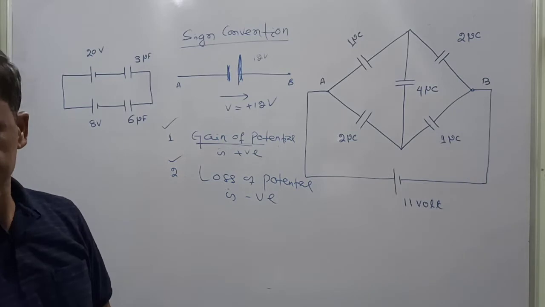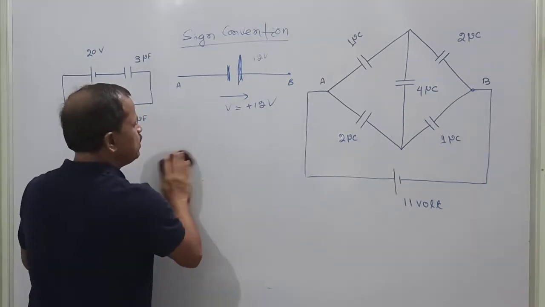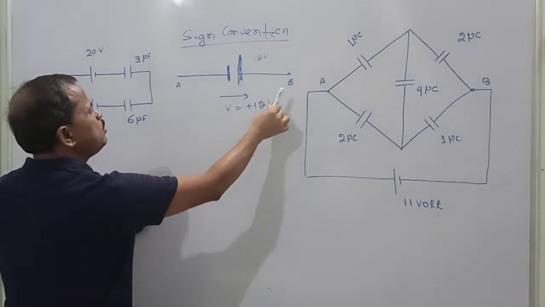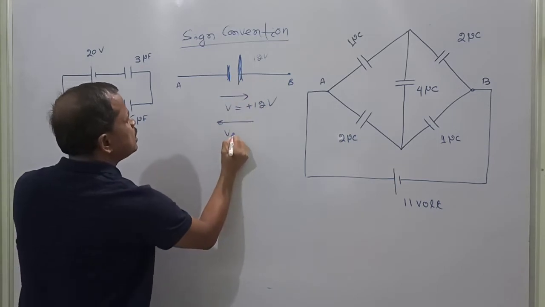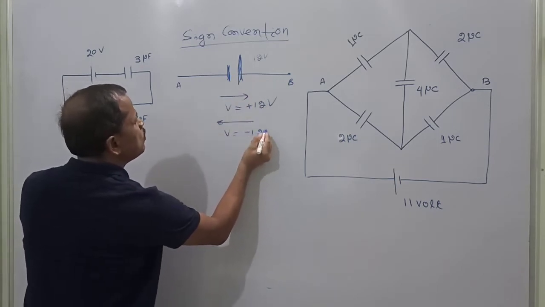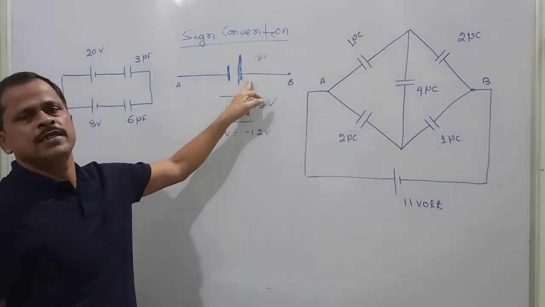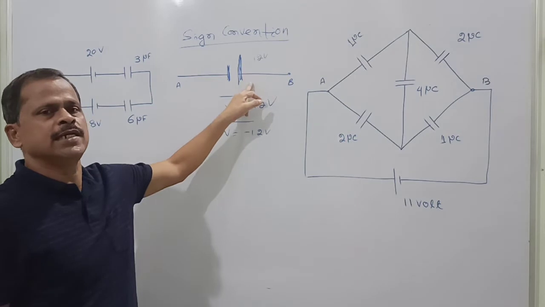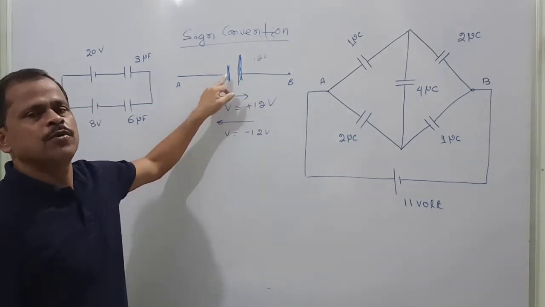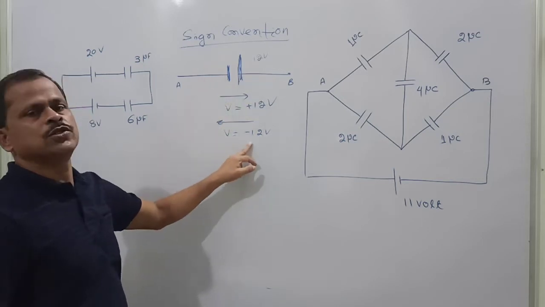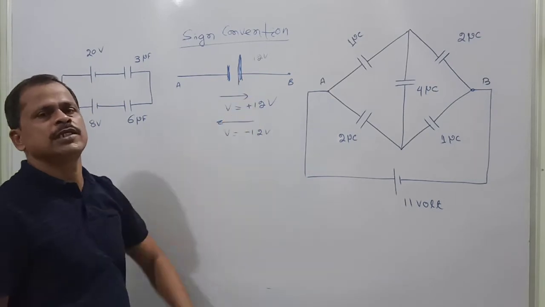Please note down when it will be positive and when negative. In the other sense, when you go from B to A, the potential is minus 12 volt. Going from B to A, first is the positive plate, meaning you are at a higher potential, then you go to the negative plate, so you are losing potential from higher to lower. So it will be minus 12. Going from left to right, it will be plus 12. This is the potential of a battery.